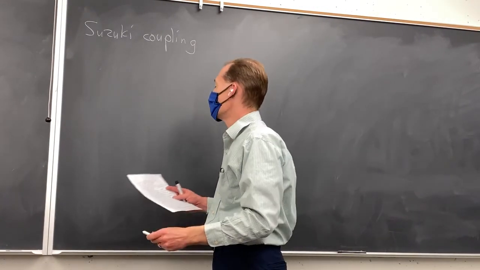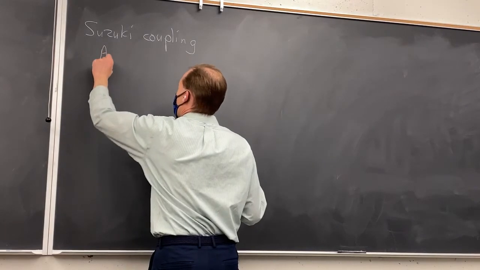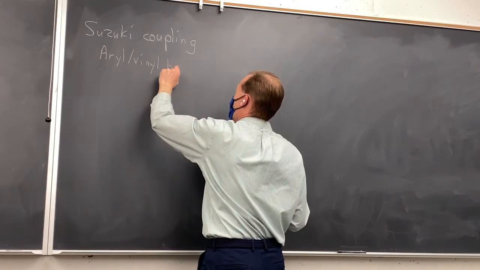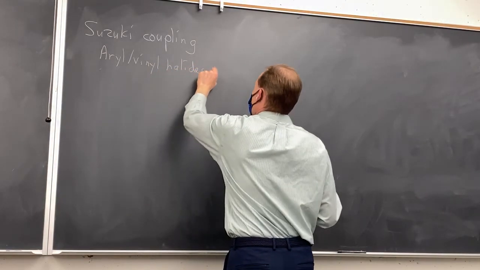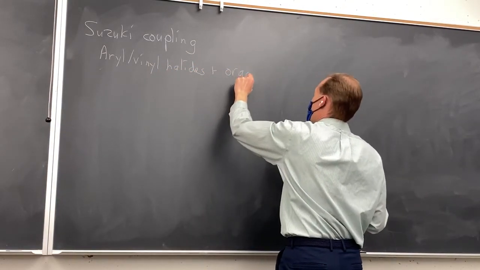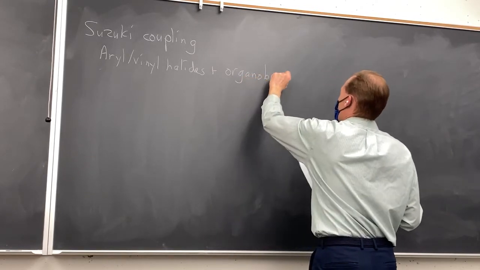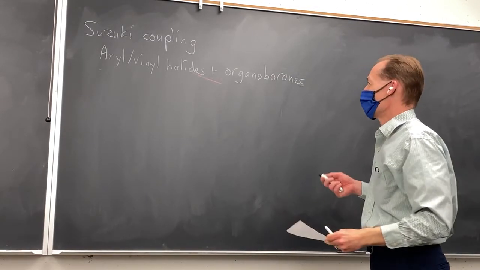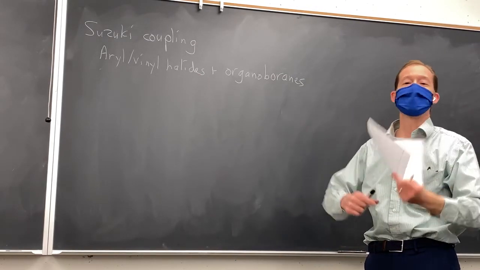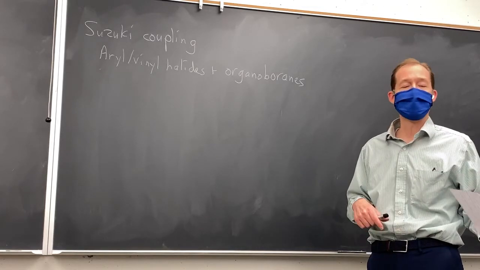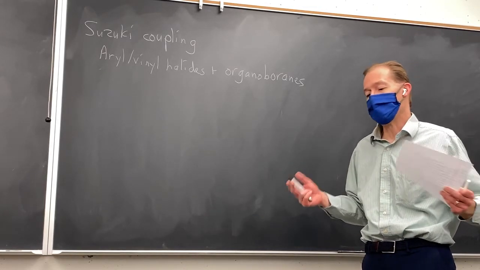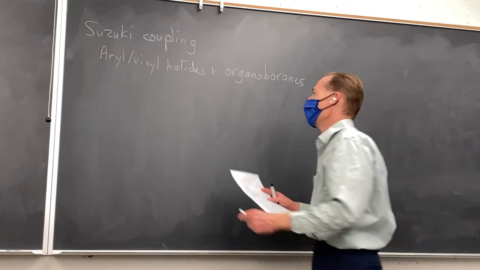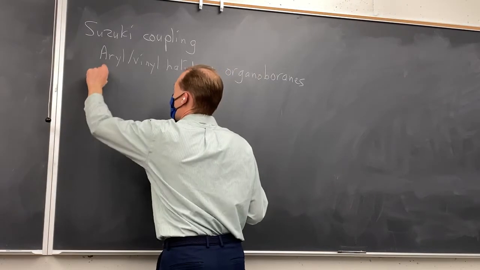And key features of our Suzuki coupling are that we are coupling aryl or vinyl halides and organoboranes. Okay. Usually vinyl or aryl boranes are coupling to each other. So we're ending up making dienes, we're making alkenes conjugated to benzene rings, or we're making biaryl species. Okay. And so a couple of details about the Suzuki coupling.